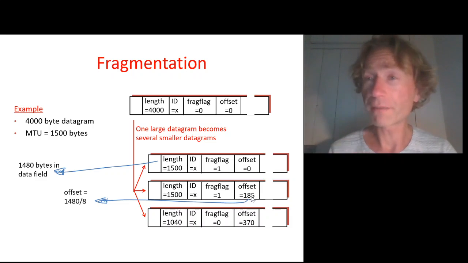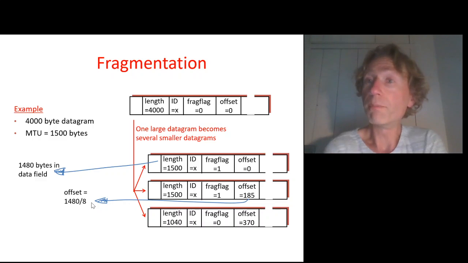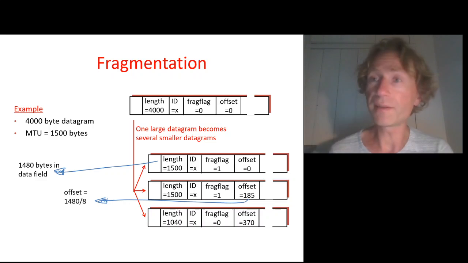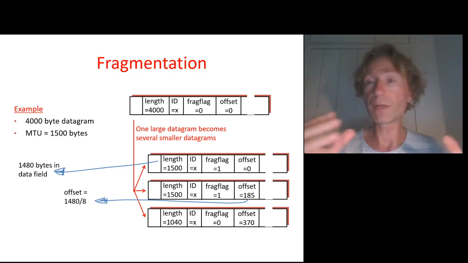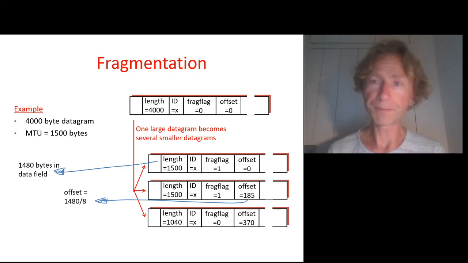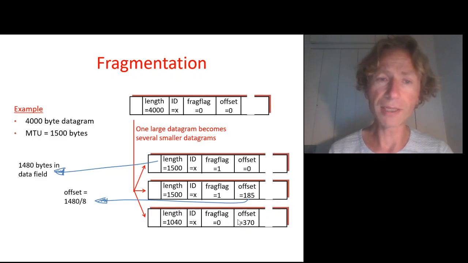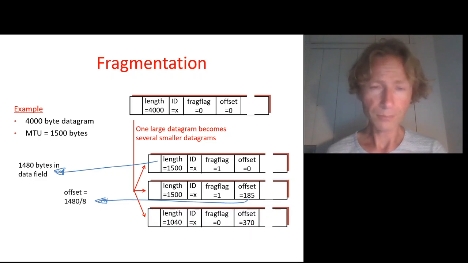Why is this 185? Well, the reason is that the offset counts in multiples of 8. So 185 is 1480 divided by 8, so it is indeed the offset that we expect. The next chunk of bytes will be placed in a buffer. Whenever this arrives, it will be placed in a buffer at offset 1480. And the remaining bytes will be placed in the buffer at an offset of 8 times 370. So this is how the fragmentation works.